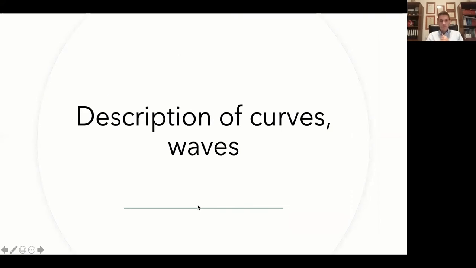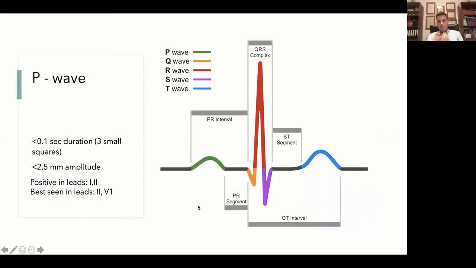So, again, the P wave. The P wave is the green wave right here, and it's an indication of the atrial depolarization. It has to be less than 0.1 seconds of duration. That will be 3 tiny squares on an ECG paper, and the height will be less than 2.5 millimeters. The P wave is best seen in leads 1 and 2, and it's necessarily positive for sinus rhythm. We will talk about this later. Very good to see the P wave in lead 2. This is very important, as well as lead V1.